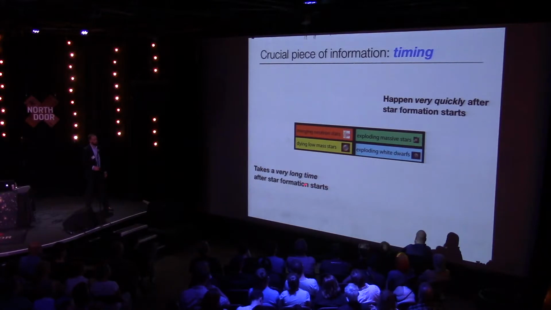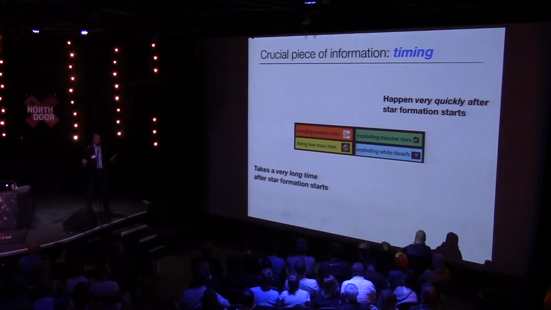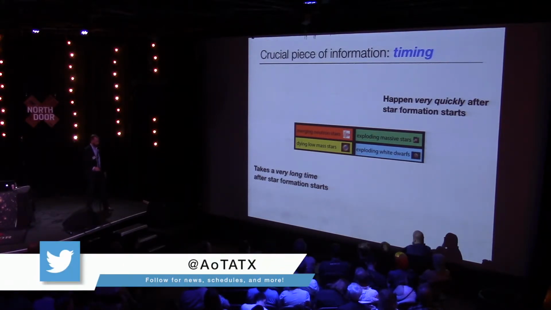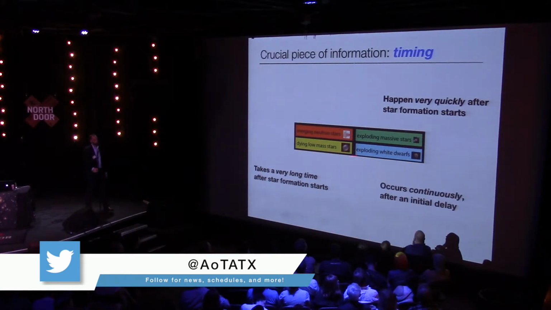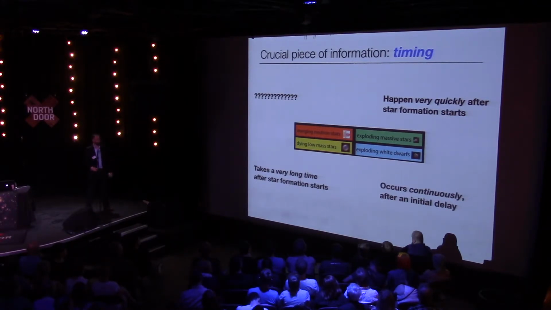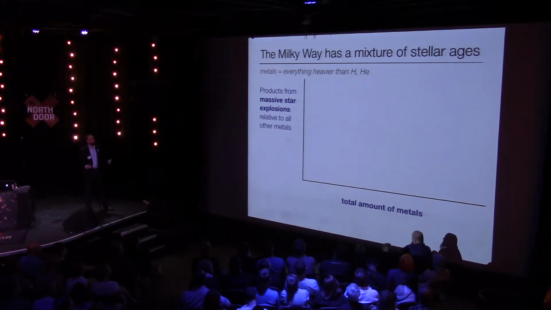If we look at dying low-mass stars, those take a very, very long time, so billions of years, 10 billion years, even more sometimes, to release some of the metals and the elements they have back out into the universe as a whole. Exploding white dwarfs actually kind of happen continuously after an initial delay of a few 100 million years. And merging neutron stars, again, are a very exciting topic of research, and we don't actually know that much about that. So if anybody's got good ideas, I promise not to take all of the credit for them, just 95-ish%.